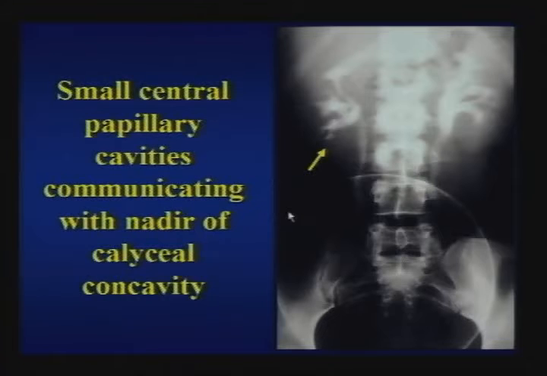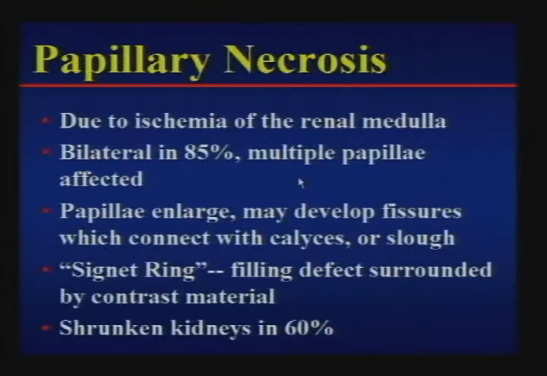You'll see that there's this odd-looking device over the pelvis, and that is a compression device for those of you who don't do IVPs anymore. This is, in fact, an IVP, and what I want you to notice is that there is a small central papillary cavity which communicates with the nadir of the calyceal concavity. Oh, doesn't that sound sophisticated? If you can get those words out of your mouth, then you know what the diagnosis is. Papillary necrosis. Remember that it's bilateral up to and sometimes more than 85% of the time.